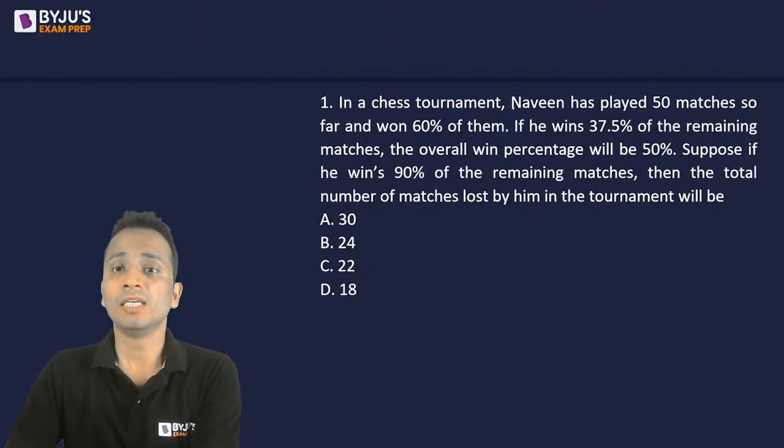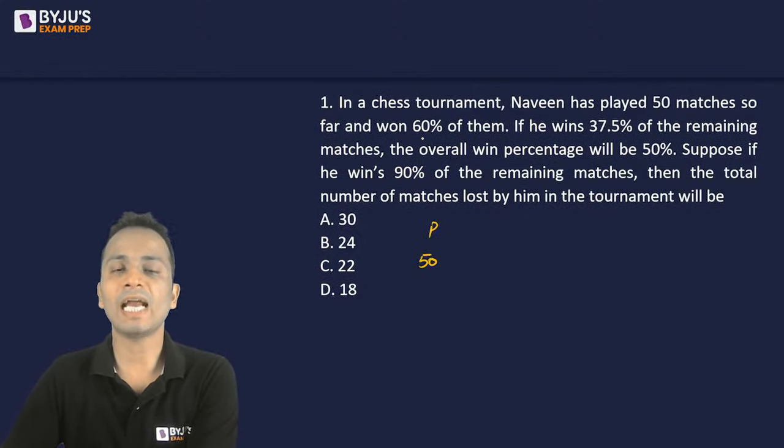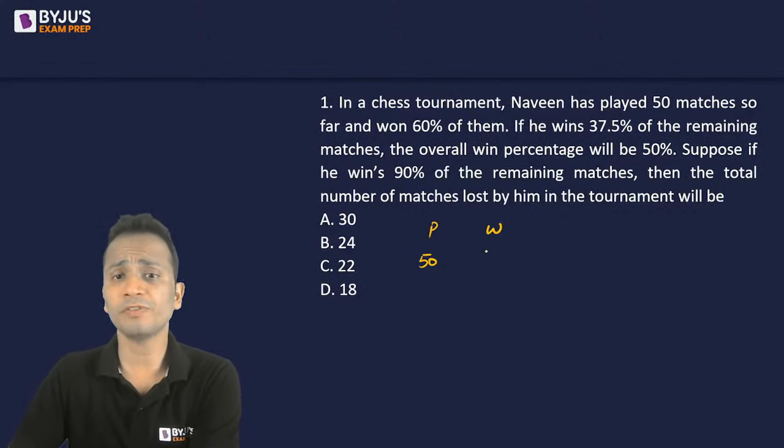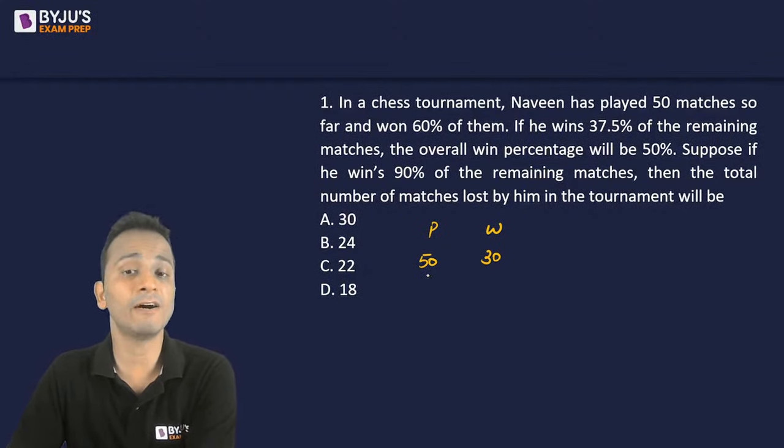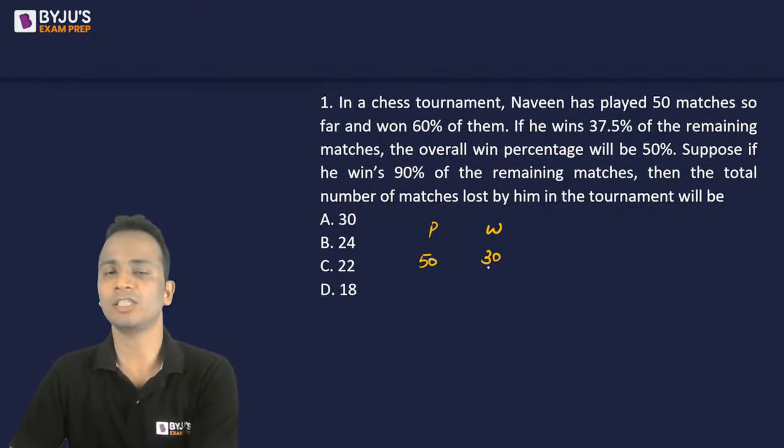So Naveen has played 50 matches. The number of matches played by Naveen is 50, out of which he has won 60%. So 60% of 50, that means 30 matches. So Naveen up till now has played 50 matches, out of which he has won 30 matches.